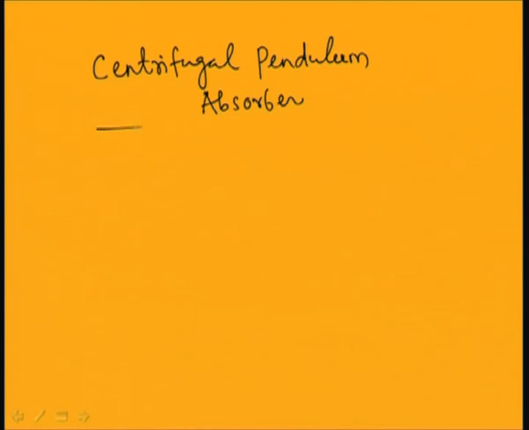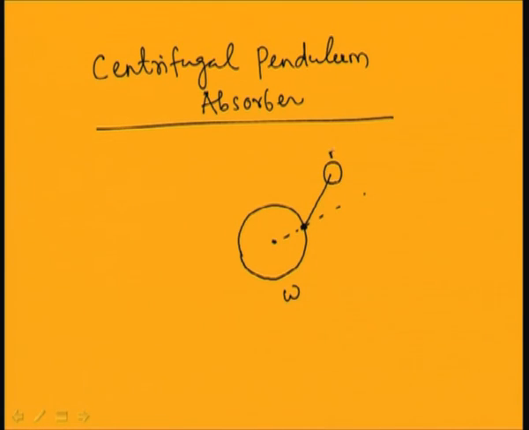So, in the case of a centrifugal pendulum absorber, this is the disc, or the crank, rotating with frequency omega. Let it be rotating with frequency omega, and we have to add a pendulum at any point. So, on this disc, let us add this pendulum. This is a simple pendulum with mass m and it has a length r.